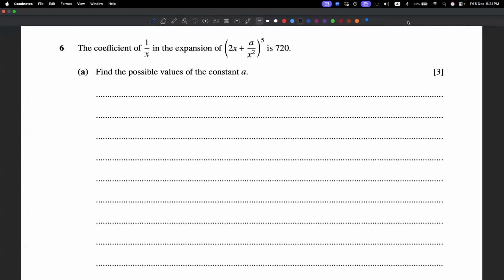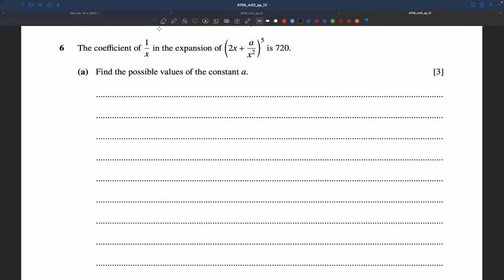The coefficient of 1 upon x in the expansion. Basically, 1 upon x means x to the power of minus 1, right? So this is 5. I will first of all find 5Cr. I need to find out at what term I will get 1 upon x. I will just ignore the 2 over here: x to the power 5 minus r, and x power minus 2 to the power of r, and that power should be equal to minus 1. So this is 5 minus r minus 2r equals minus 1. So minus 3r is equal to minus 6. r will be equal to 2.